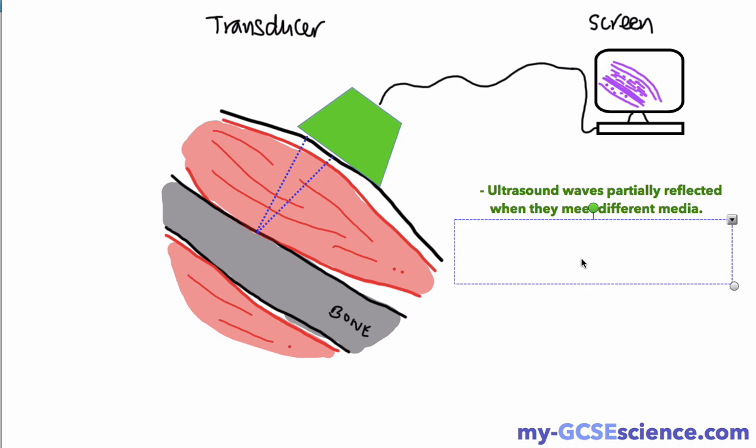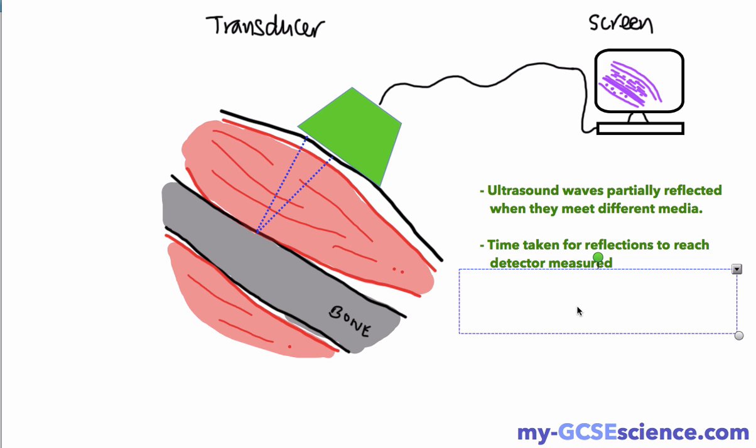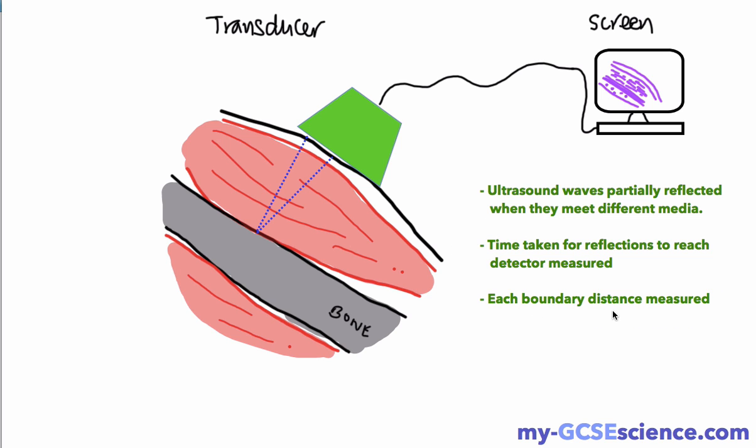The next thing is that the time taken is measured, and then we have each boundary distance measured, and then we have our image formed. Okay, so there's one boundary there. We've got partial reflection of the ultrasound waves. The second one might be down here, and the ultrasound scanner will actually measure how long it takes for the waves to come back, and it can then take that, make some calculations, and actually create an image of what it is you're trying to look at.